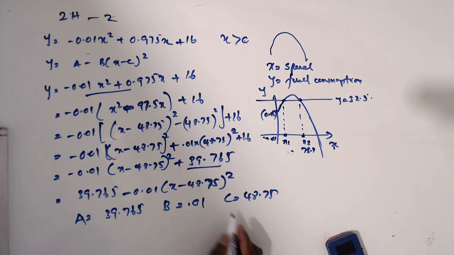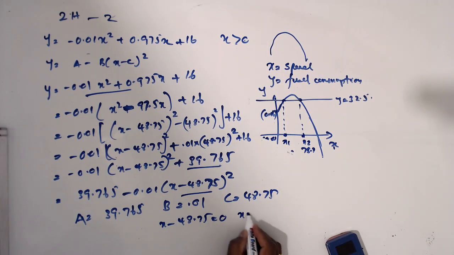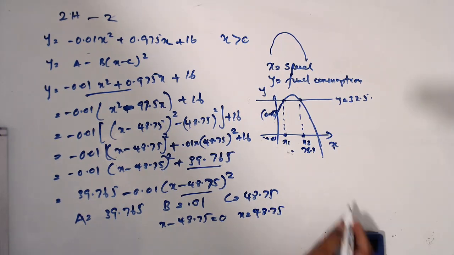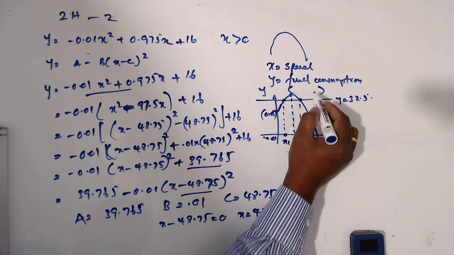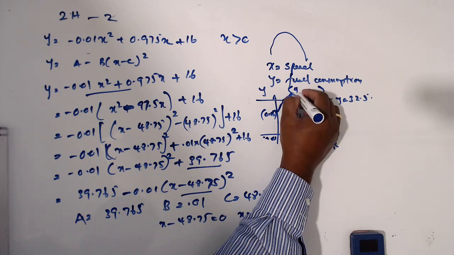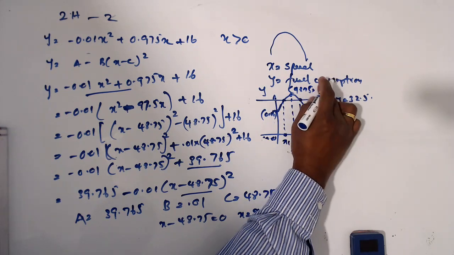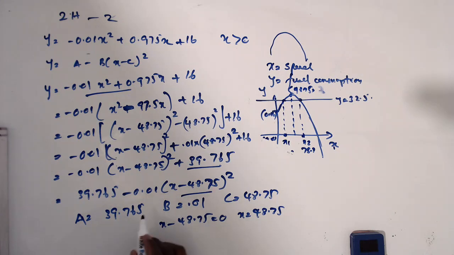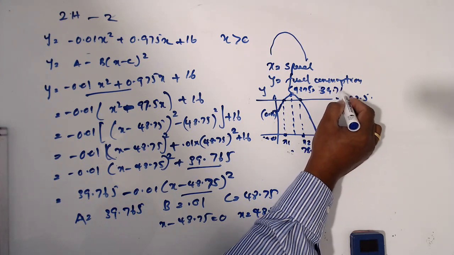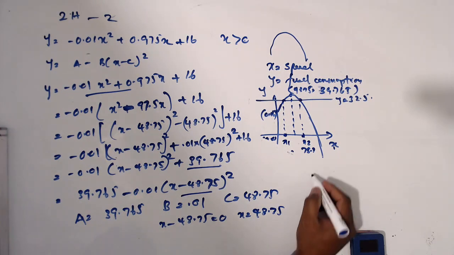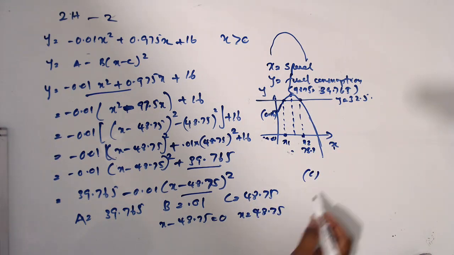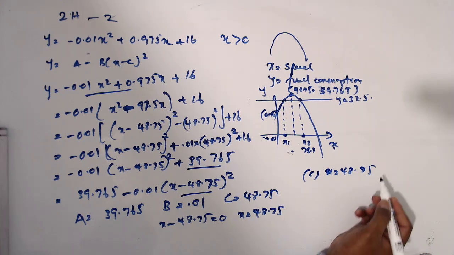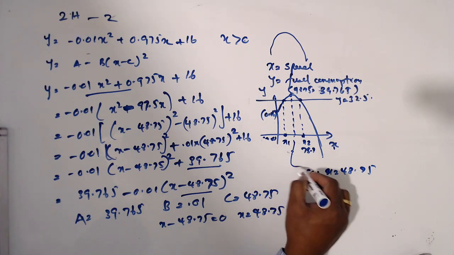From here we know that x minus 48.75 equals 0, x equals 48.75. So the x coordinate of the maximum point is 48.75, and y is 39.765. So question C, the greatest efficiency: you can see that it occurs when x equals 48.75.